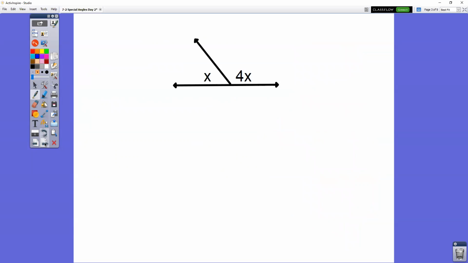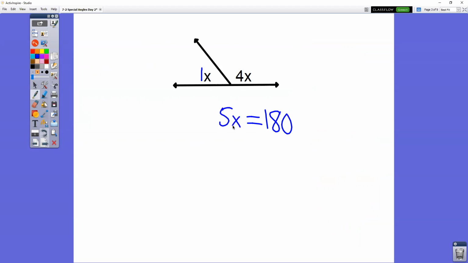So taking a look at the next one. In this next one, we have x and we have 4x. So that picture is supplementary angles. Supplementary angles add up to 180 degrees. So we want to add together our x's with our x's. Now, remember, when there's a letter that's all by itself, there's really a 1 in front of that x. 1x plus 4x gives you 5x.